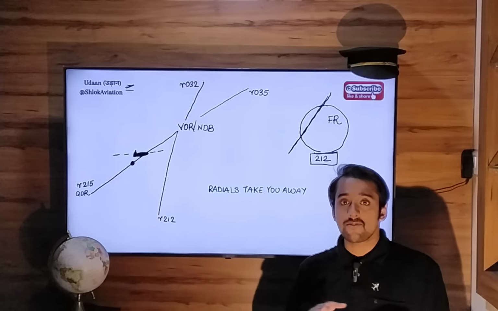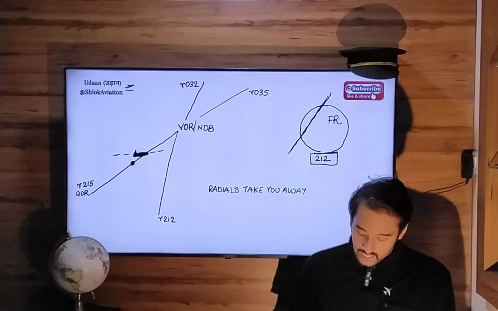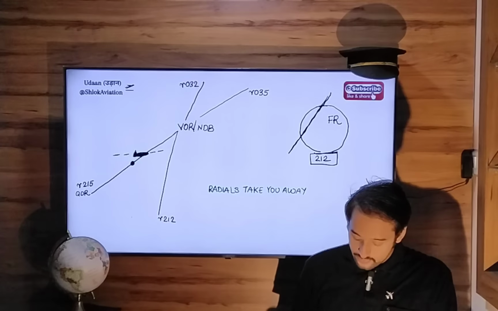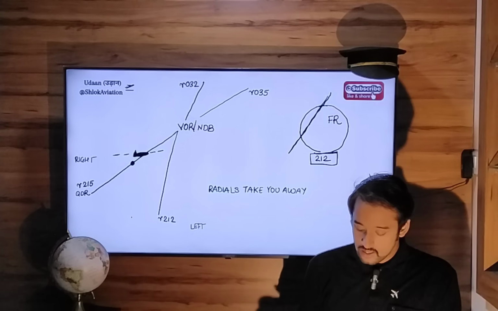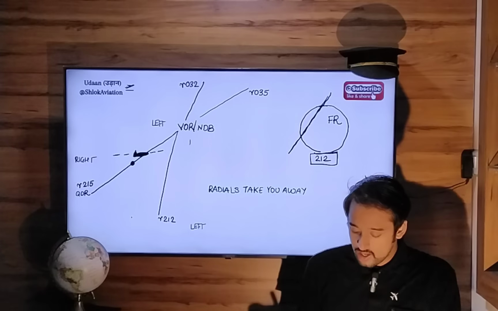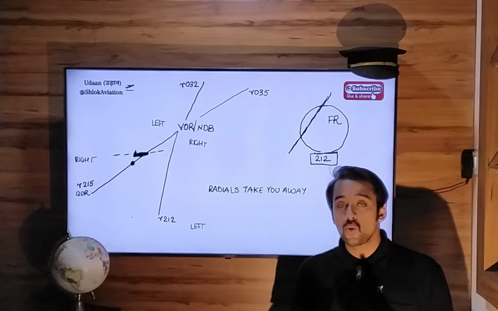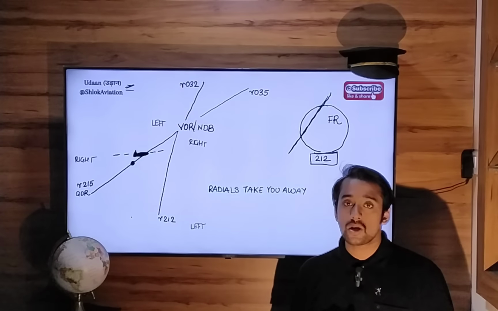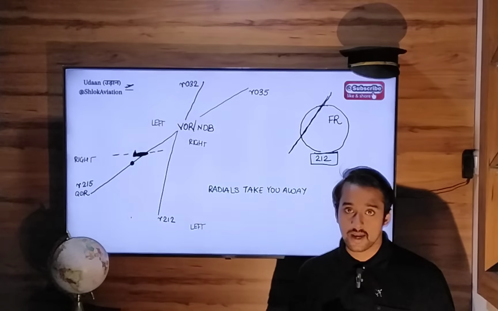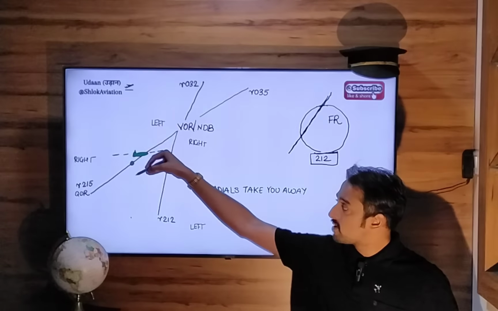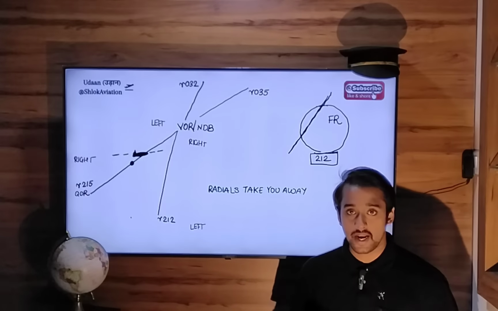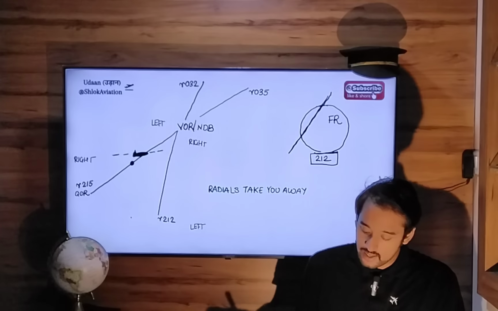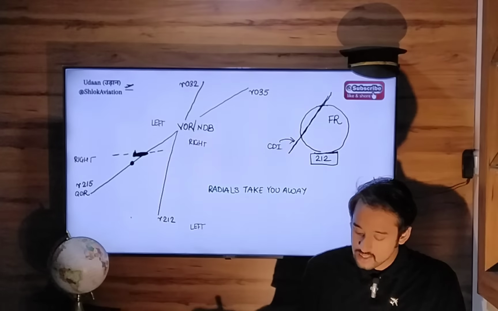The perspective is left and right. Going outbound, the left side will be here and this will be your right side. Going inbound, this will be your left side and this will be your right side. Now when we have put radial 212, it is definitely talking about an outbound radial, outbound bearing. So that's why the CDI needle will move left, telling you that radial 212 is currently to the left of your current radial 215. It will move to the left hand side.